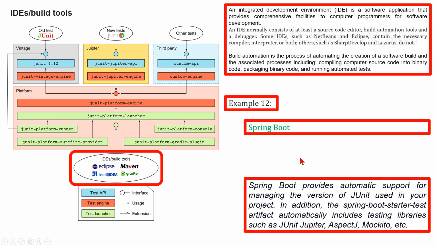As an example 12, we can consider Spring Boot. Spring Boot provides automatic support for managing the version of JUnit used in your project. In addition, the Spring Boot starter test artifact automatically includes testing libraries such as JUnit Jupiter, AspectJ, Mockito, etc.